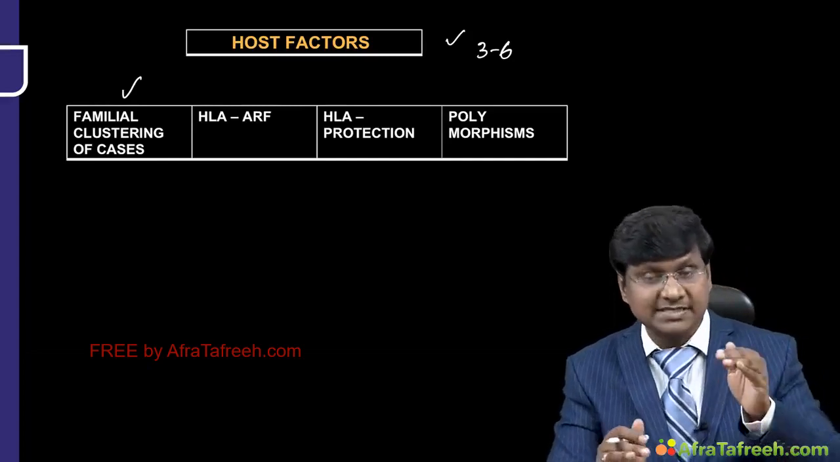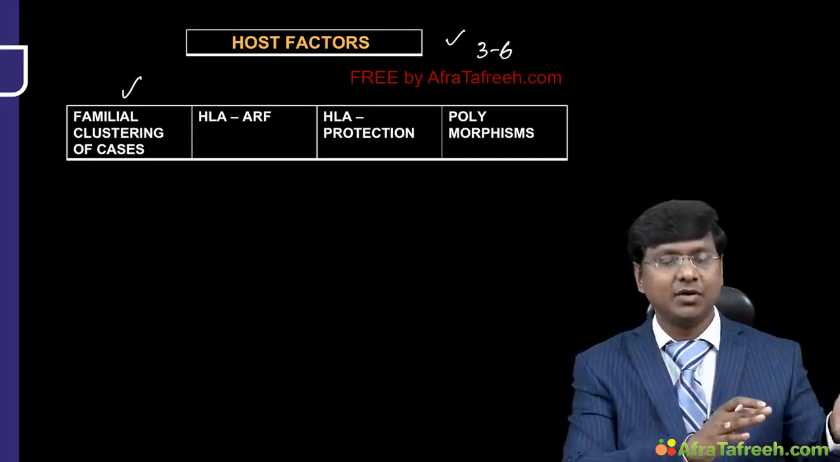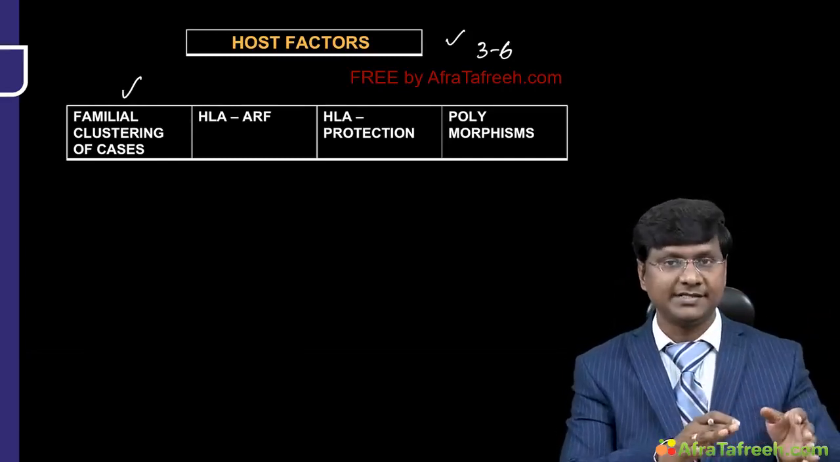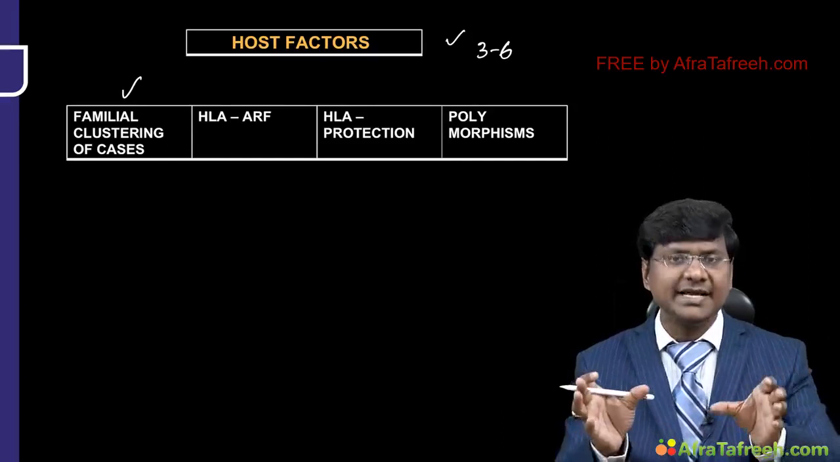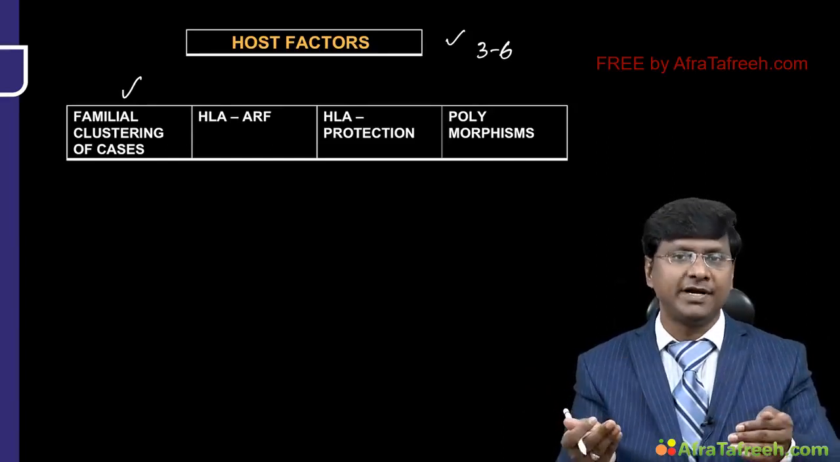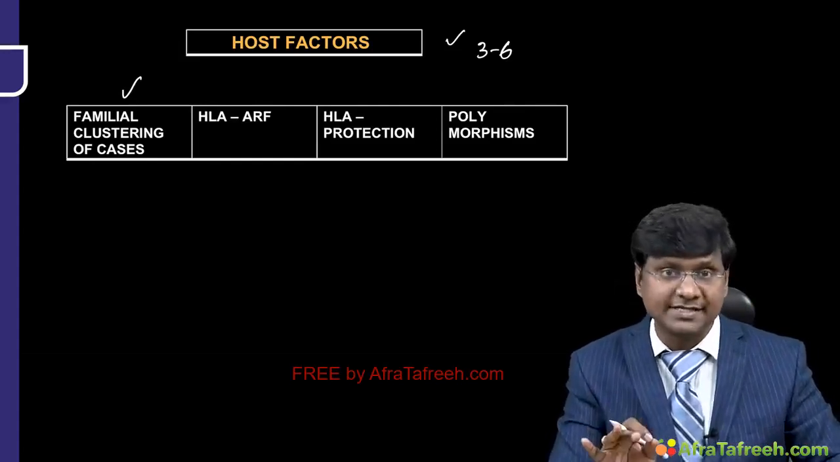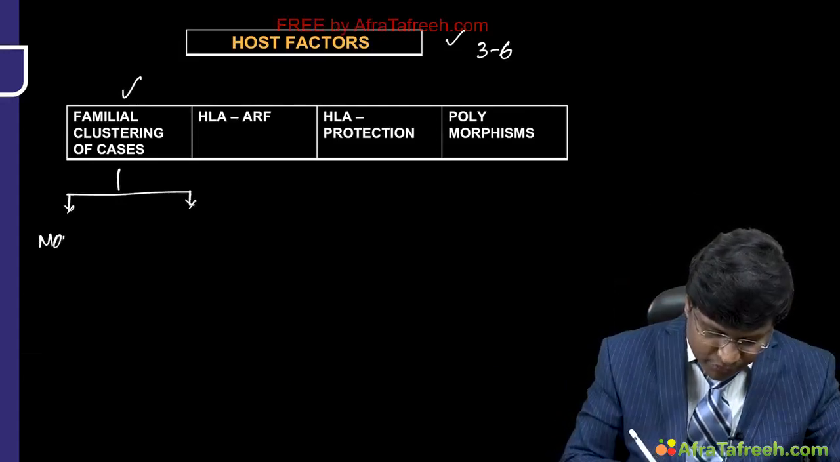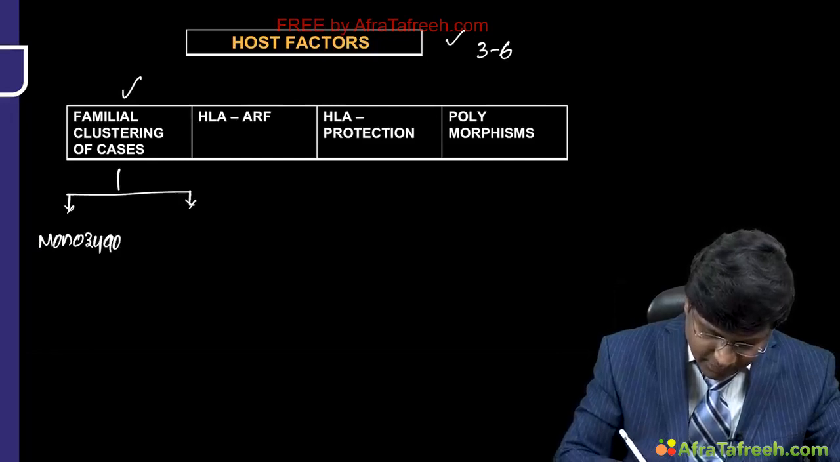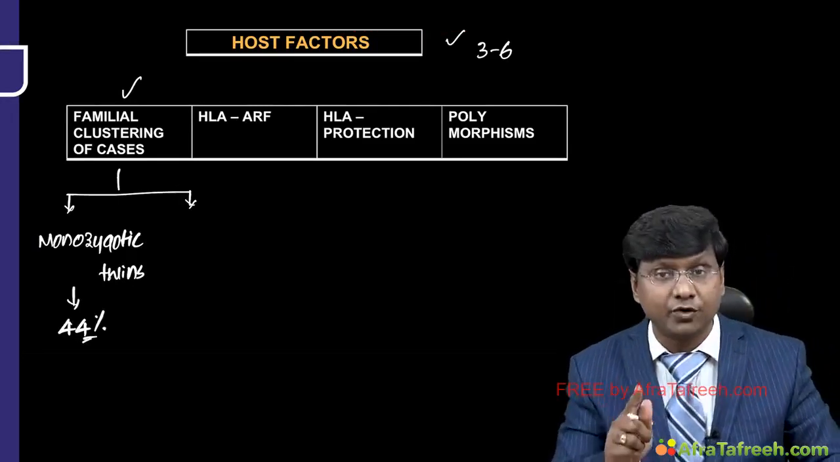That means there is a chance of inheritance, in the sense that if the mother or the father had a history of rheumatic heart disease or acute rheumatic fever, the children are more prone to acute rheumatic fever. That is the familial clustering. And what percentage is that? It is more common in monozygotic twins. In monozygotic twins, the familial clustering or inheritance is nearly around 44%.